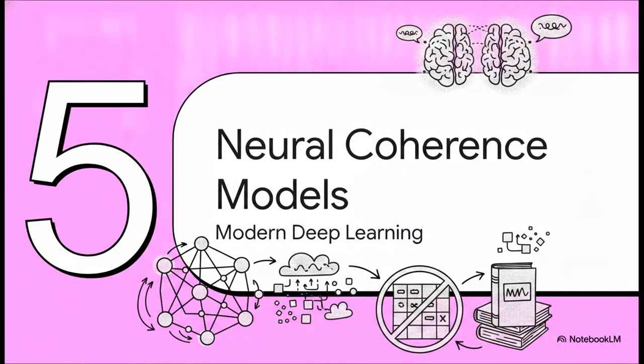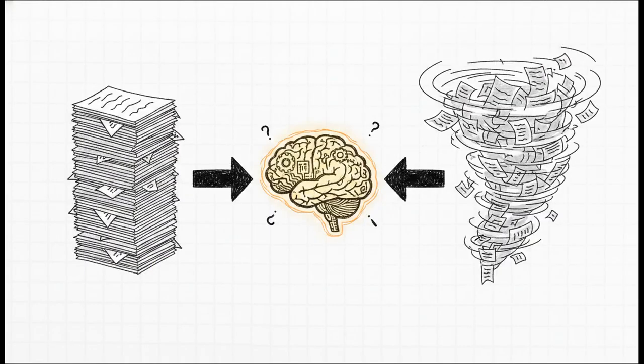Finally, Section 5, Neural Coherence Models. So all these theories are fascinating, but how do today's deep learning models handle all this without human-labeled grids or strict grammar rules? They actually train themselves. It's a technique called self-supervision.